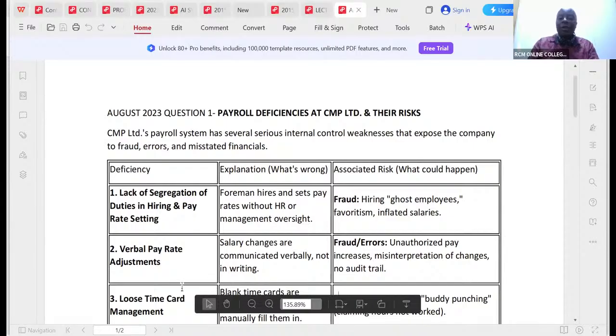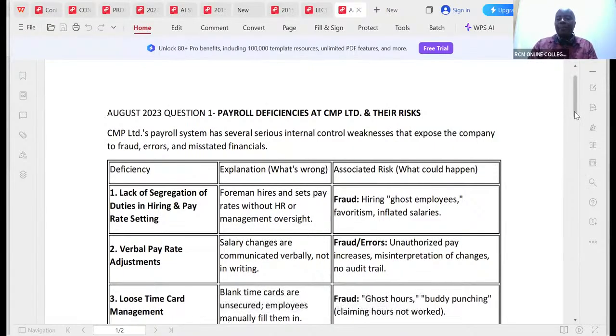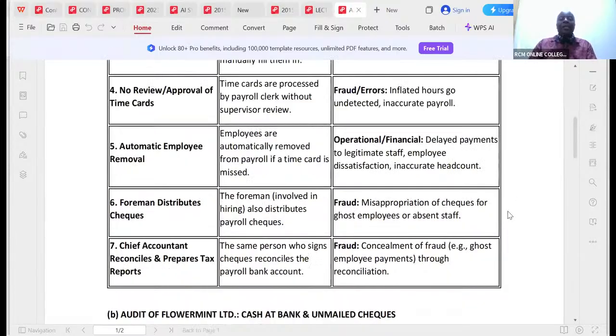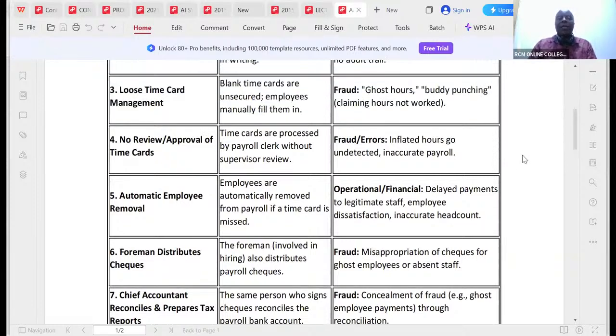Yeah, then we have here loose time card management, the loose cards. So the loose cards, what about them, ladies and gentlemen? In this case, the explanation is that blank time cards are unsecured. You can imagine it's even the employees themselves who are picking them. So employees will pick them and they manually fill them in. So in this case here, what is the danger? What is the risk? Ghost hours could be put in there.